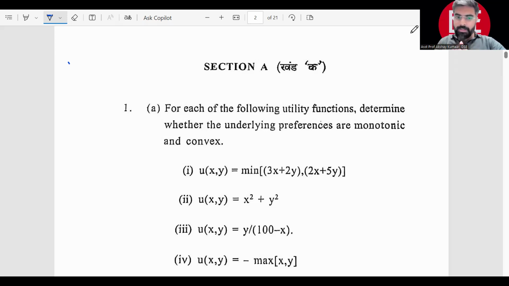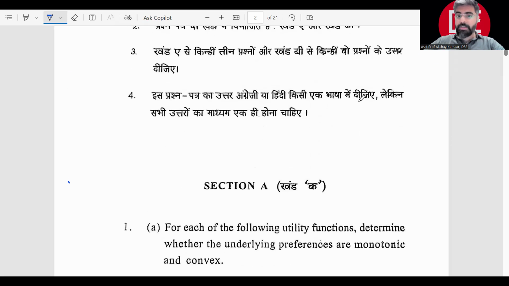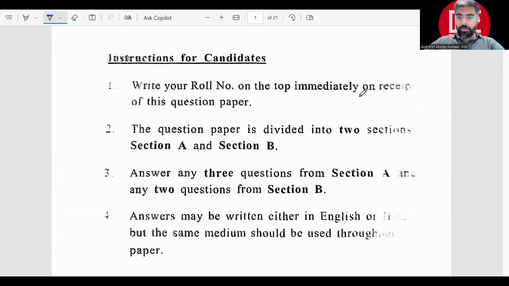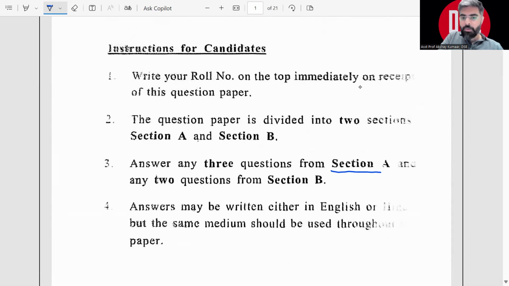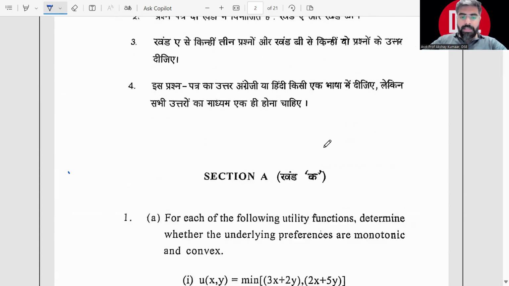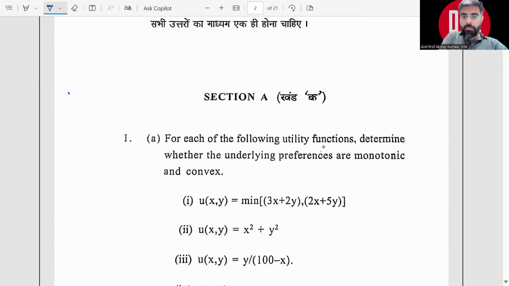Now, all my students can recall that in the previous lecture, we had just started with the discussion of this question paper. Remember, it contains two sections, section A and section B. We had looked at the format in the previous lecture, just quickly revising it. In section A, students need to answer any three questions, and section B contains questions where you only need to answer two. In the previous lecture, we had started with the discussion of problems from section A.